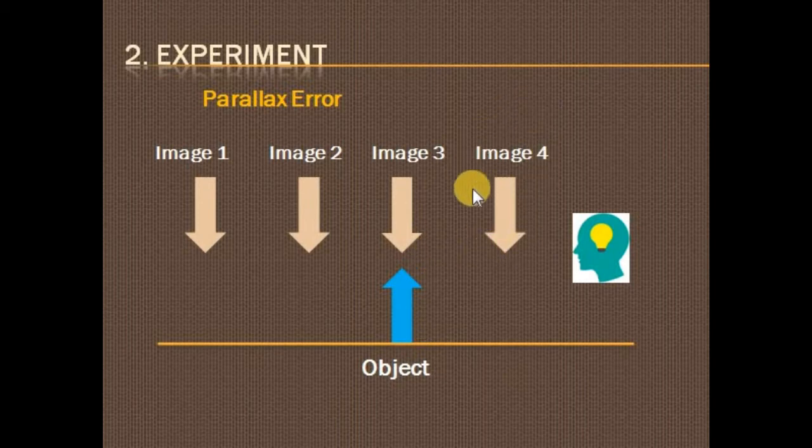On the other hand, if the image of this object is closer to your eyes, then you will find that in this case the image 4 will move faster compared to the object, and this image 4 will move opposite to the movement of your head. So you have to bring this image 4 in the same vertical line where this object and the image lie. So this is the way by which you can reduce the parallax error.